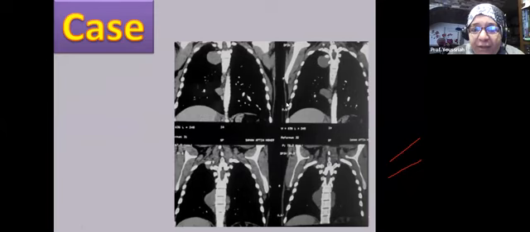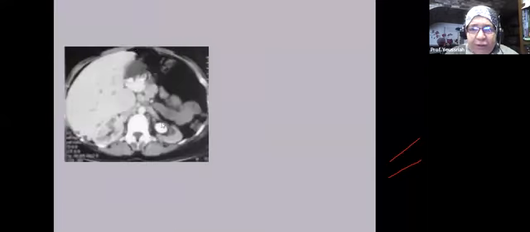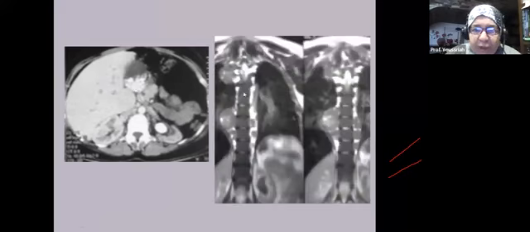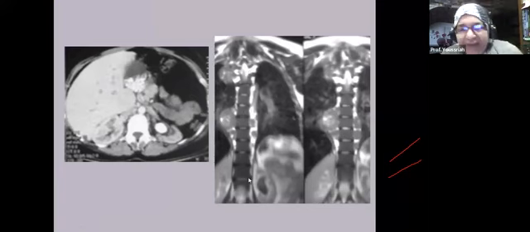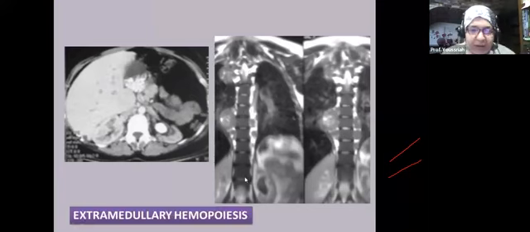Now, in this case, we have multiple bilateral paraspinal, paravertebral lesions, as you can see here in this female patient, and upper abdomen shows a hyperdense liver and multiple gallbladder calculi and evidence of splenectomy. And this is MRI of the same patient, showing diffuse low intensity of the vertebrae. This was a case of extramedullary hematopoiesis in a patient with hemolytic anemia.